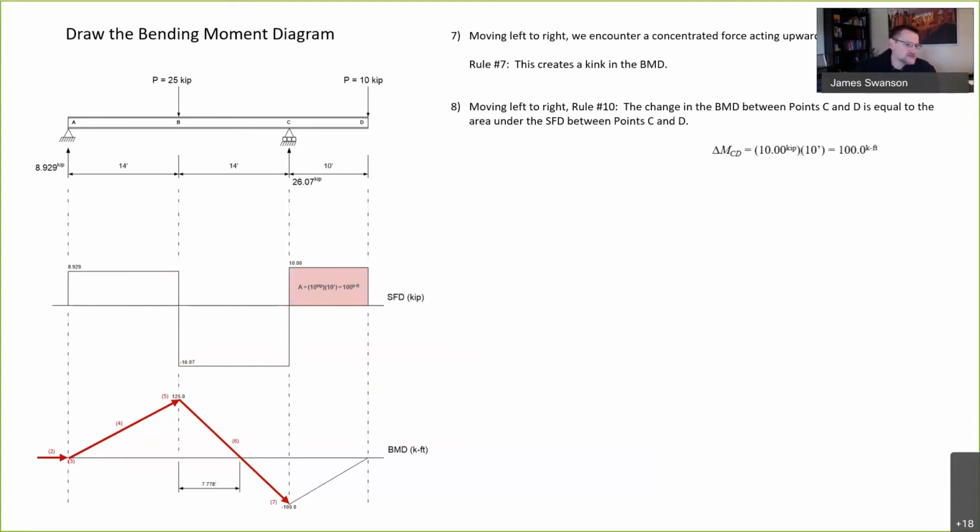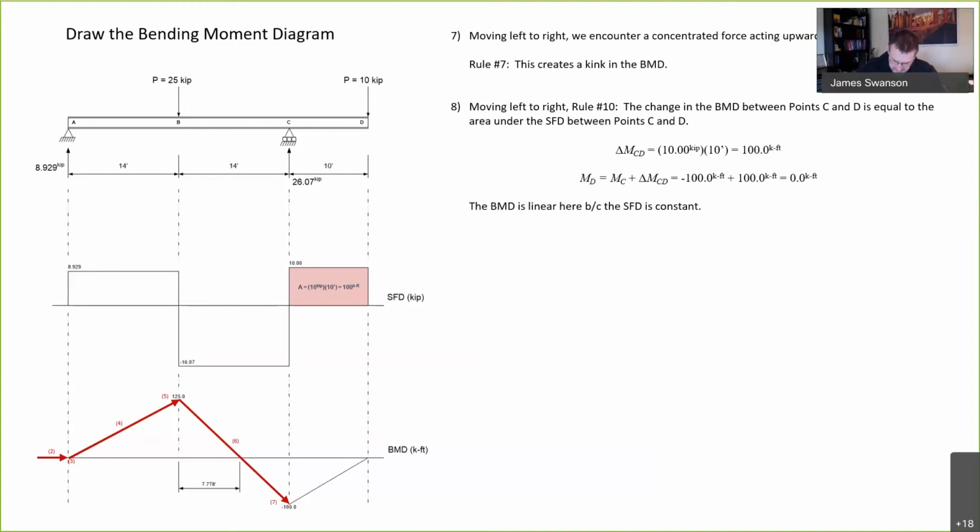So in this region, we have an area under the shear force diagram equal to 10 kips times 10 feet, or equal to a positive 100 kip feet. So the moment at D is equal to the moment at C plus the change in moment between C and D, or the moment at point D is equal to 0. Okay, the bending moment diagram in that region is linear because we integrate a 0th order shear force curve to get to a 1st order bending moment curve.